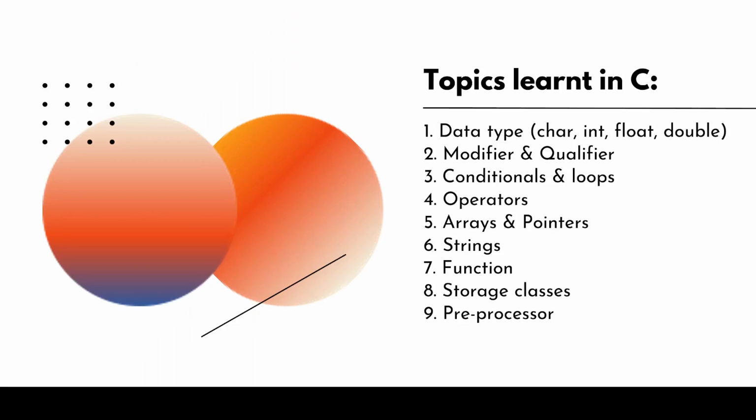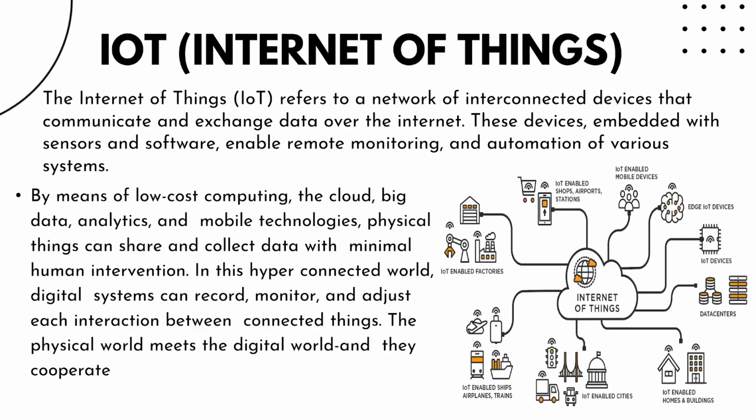Firstly, I'll just briefly explain what are the few things which we learned in the internship. Firstly, before starting out the project, Ms. Jayalakshmi ma'am, who was our mentor, taught us the C language, and the main topics covered in the C language were data types, which include char, int, float, double, etc., and modifiers and qualifiers, conditionals and loops, operators, arrays and pointers, strings, functions, storage classes, preprocessor, etc. Alright, moving on.